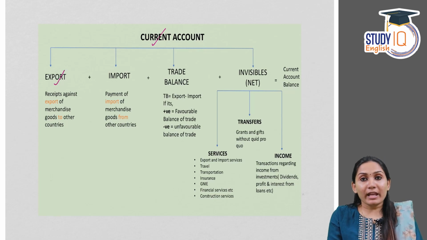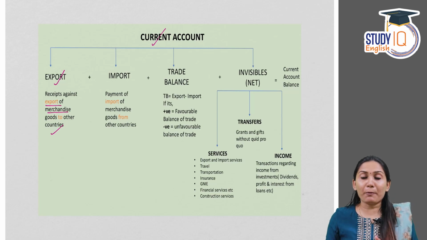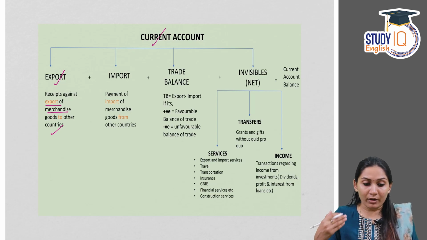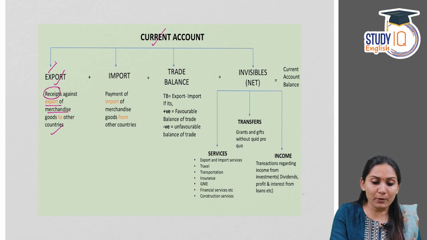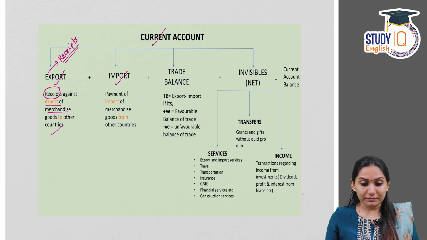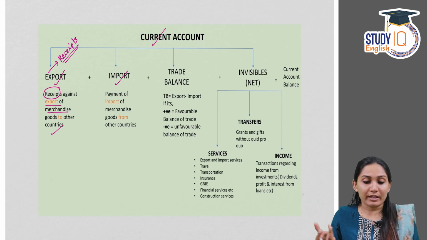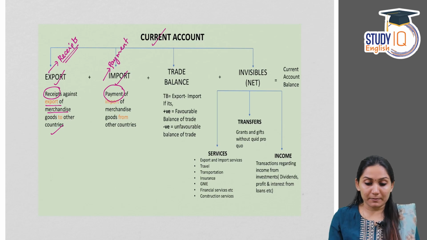First is export. Export refers to receipts against export of merchandise goods to other countries. So export means the receipts the country has received from selling or exporting merchandise goods and services to the rest of the world. So export is a receipt for the domestic country. Next is import. Import is actually payment because we are purchasing goods from the rest of the world. So this is payment for import of merchandise goods from other countries. So import is payment, whereas export is receipt.